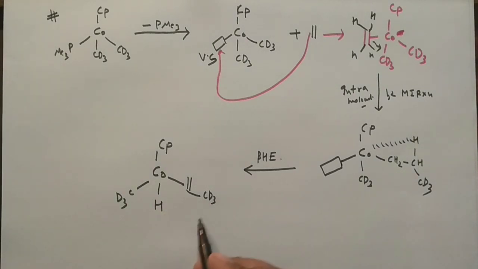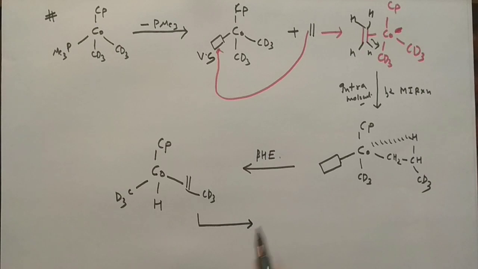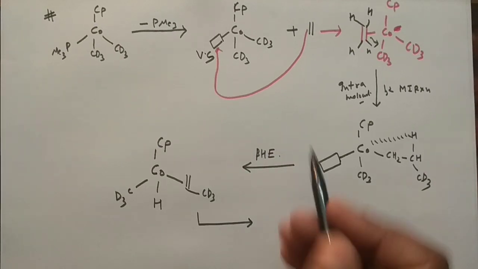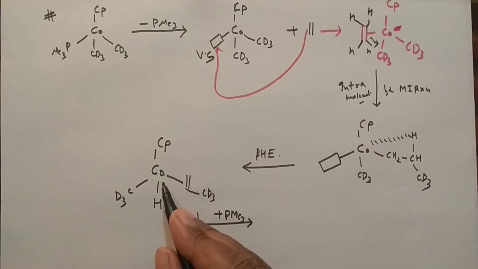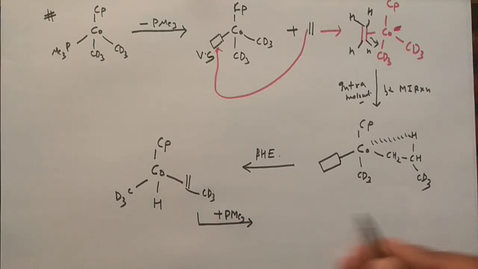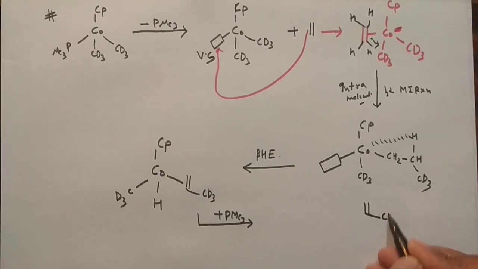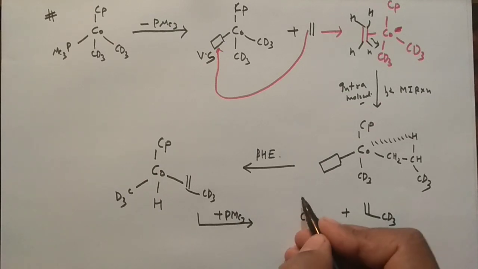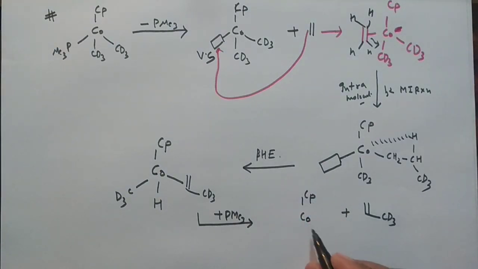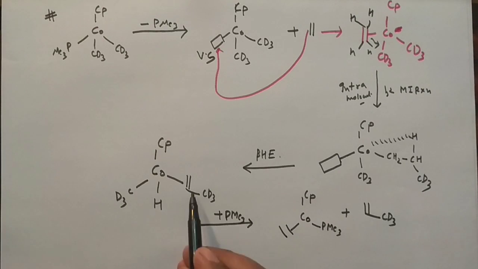Okay, and after that you can see your PME3 was there, it will attack here in that case, and this CD3 would be released, and then your compound would be just like that, your CO. Okay, and then your CP, then your PME3, and after that PME3, the double bond just like that, this will be removed.